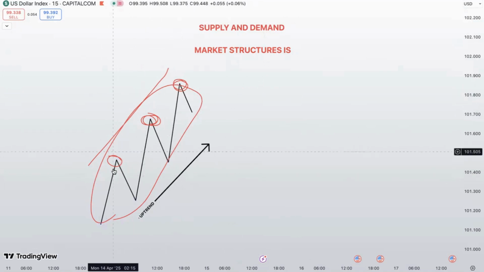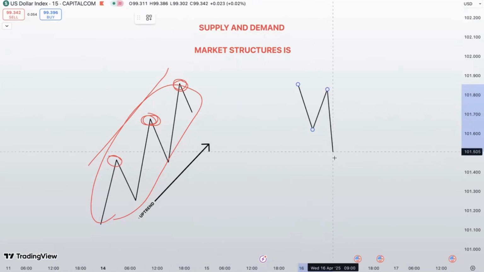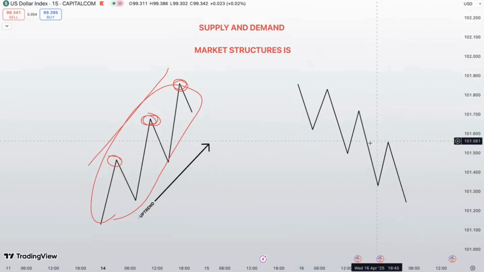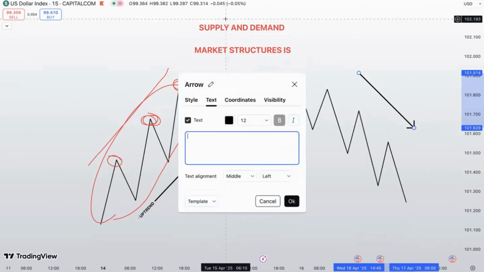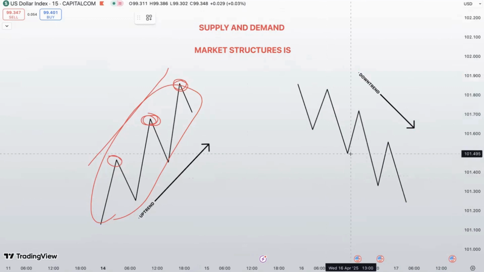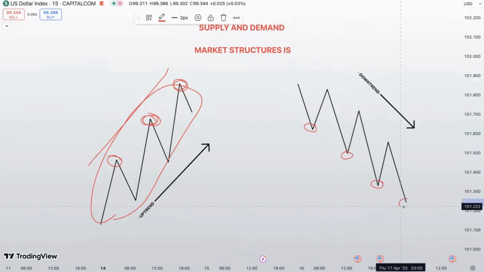And similarly, if this was inverted, and the market was creating lower lows and lower highs, we are saying that this market is currently in a downtrend. Why? Because this low is lower than the previous low, and this recent low is lower than the previous low, right?